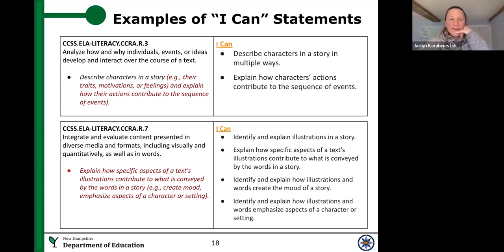So here's some examples. I think these are grade 3 and 4 examples, I believe. For me, I feel like these would be example I can statements to start, but I would even simplify some of these. These might be some that I have to start with, but I might shift them a little bit based on the students in my group.